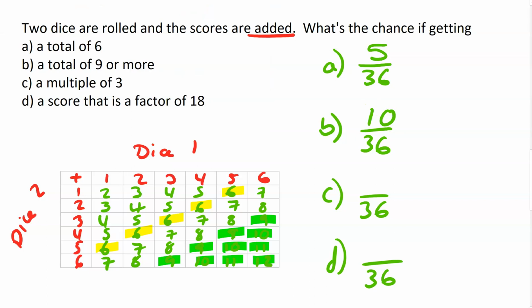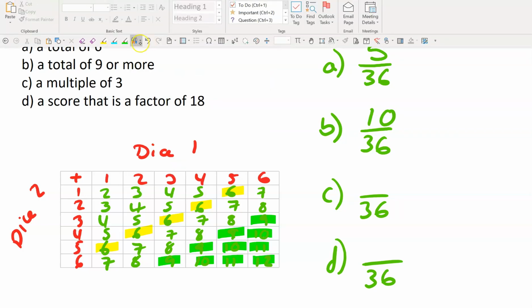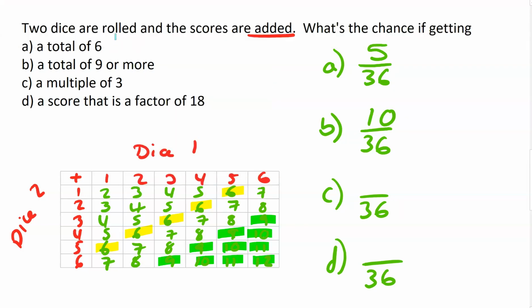C, a multiple of 3. So that is any number that is in the 3 times table. So I can have 3, I can have 6. Oh God, it's gone blue. Gone green even. 6. And the next number in the 3 times table is 9. And then the next one up is 12.